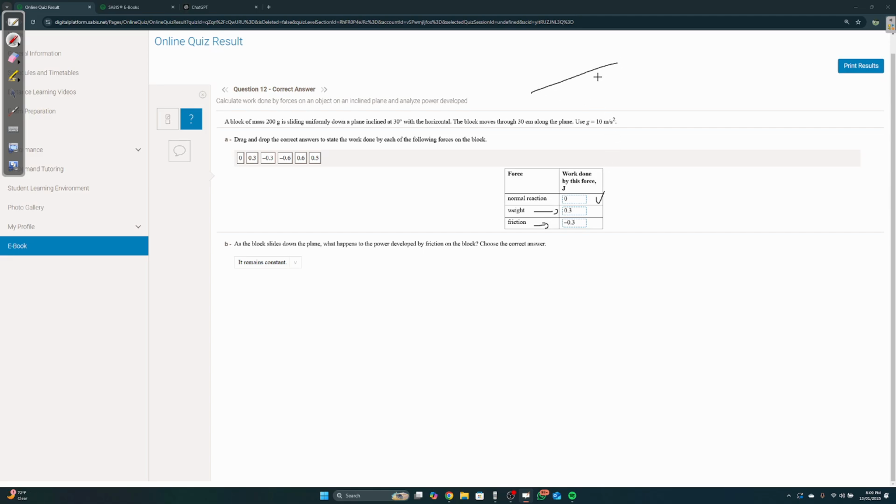To understand this better, I'm going to draw the FBD for you. This is the 30-degree plane. This is the y-axis. This is the x-axis. You have the weight, which has its components wy, wx, and you obviously have the friction. You also have the normal. It's sliding uniformly, so sigma F is equal to 0. That means sigma Fy is equal to 0. We don't care about the normal, but the normal will obviously give me 0. And sigma Fx is equal to 0, meaning that friction is equal to wx.